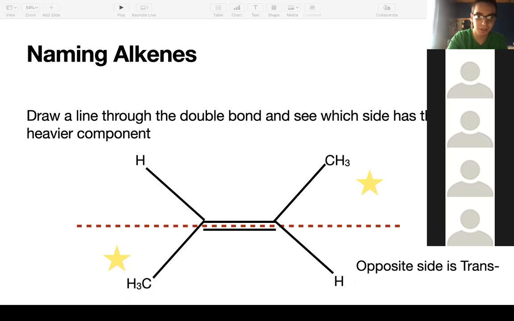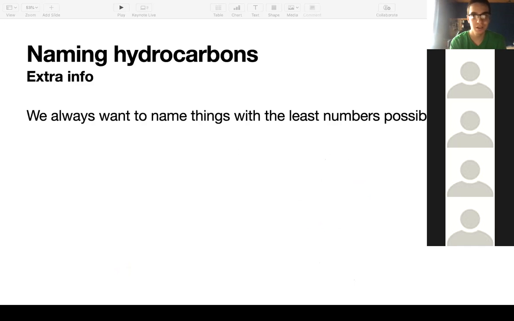Alrighty, let's see what I got next. Naming hydrocarbons, extra info. So a few things we want to go over is we want to make sure that when we name things, we're going to use the least numbers possible. It means when we add up all the numbers, it should be equal to the lowest sum. So let's say we have something like this. And we got a methyl group right here and a chloro group right there.